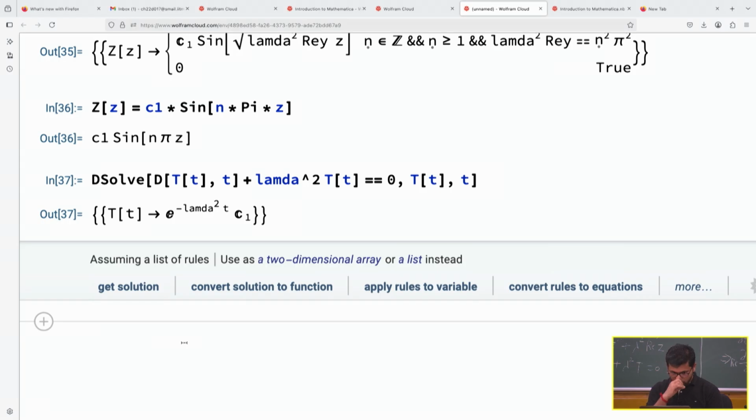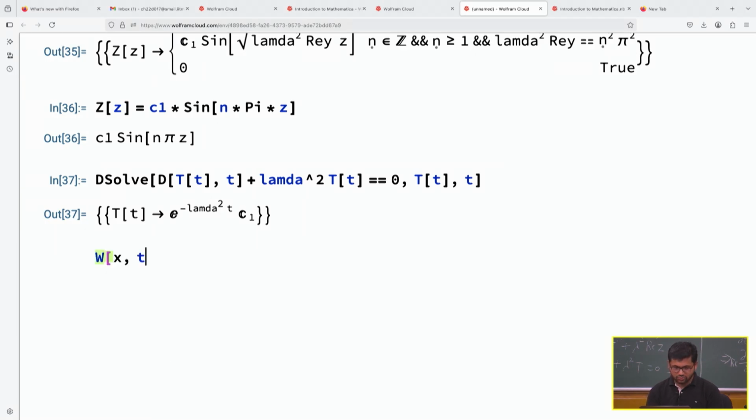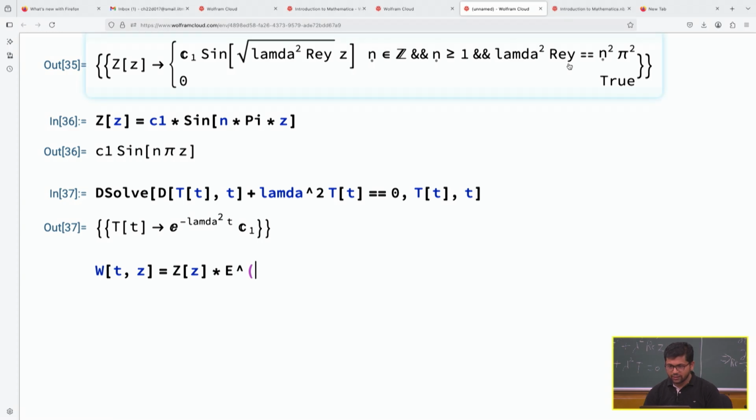So, what I will do, I will combine these two solutions, because w is nothing but Z of z times T of t. So, I will multiply both these two solutions, and I will write w of t comma z, that is equal to Z of z into, I am combining this C1 and this C1, and that will be e to power minus lambda square t. So, E in Mathematica is written as capital E, and this minus lambda square is nothing but n square pi square upon Re.